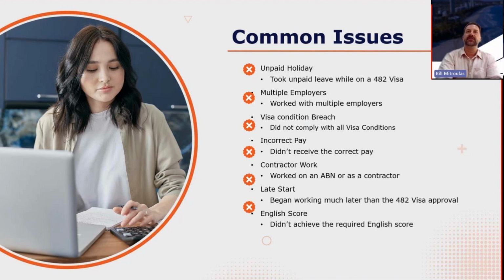English score as well. Obviously the English score for 186 is a little bit higher than the skills in demand visa. As we said, for the skills in demand visa, it's at least 5 in each component, whereas for the 186 visa, it's 6 in each component, right? And even your dependents need to have functional English. That's 4.5, whereas competent English is 6 in each band. Your English test score is valid for 3 years.